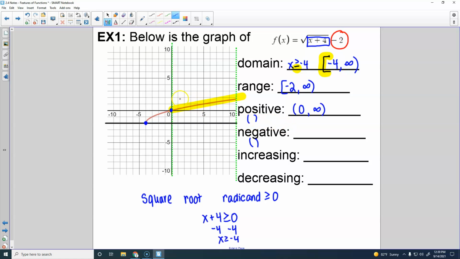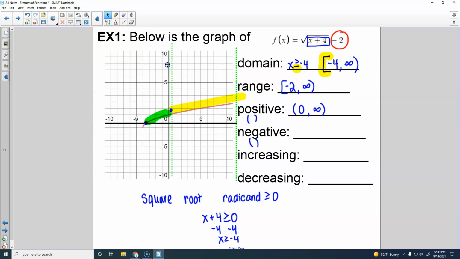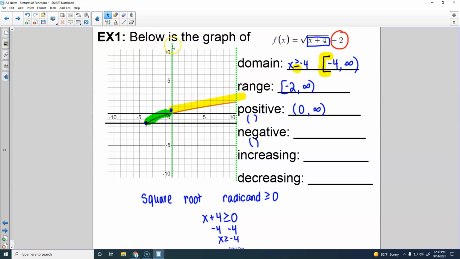So if we're looking for negative, we're looking for where we're below the x-axis. That's this little piece of the graph. So we're taking vertical lines and sectioning off that section where it's negative. So who can tell me what the interval will be for that? Okay, -4 up to 0.